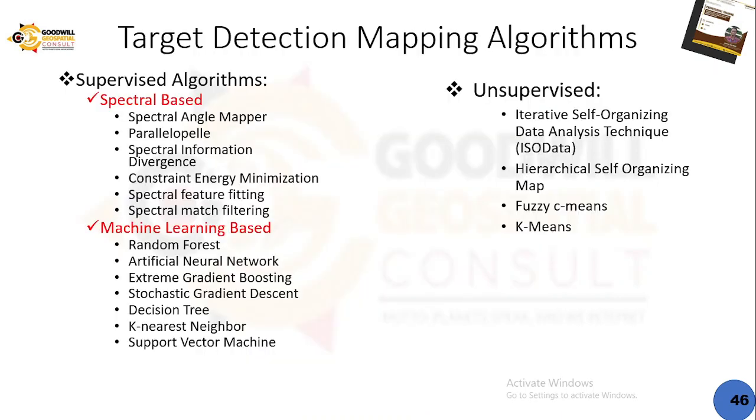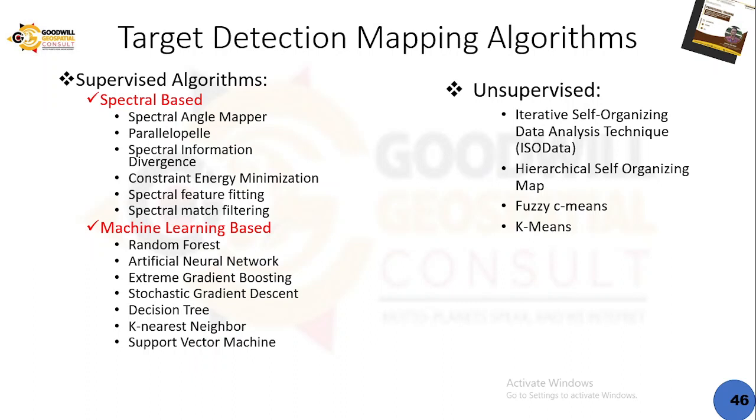Now, target detection mapping algorithms. We have the supervised algorithms, that's the spectral based. For the spectral based, we have the spectral angle mapper, the spectral information divergence, the constrained energy minimization, the spectral feature fitting, and the spectral matched filtering. For the machine learning approach, we have the supervised and the unsupervised aspect as well.